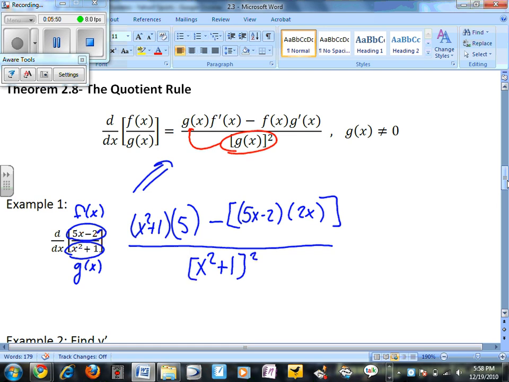And again, all you do on the top is multiply everything out and combine like terms. I'm not going to do that. We're all in calculus, we can handle that. But that's how we set up the quotient rule, and you guys can simplify that.